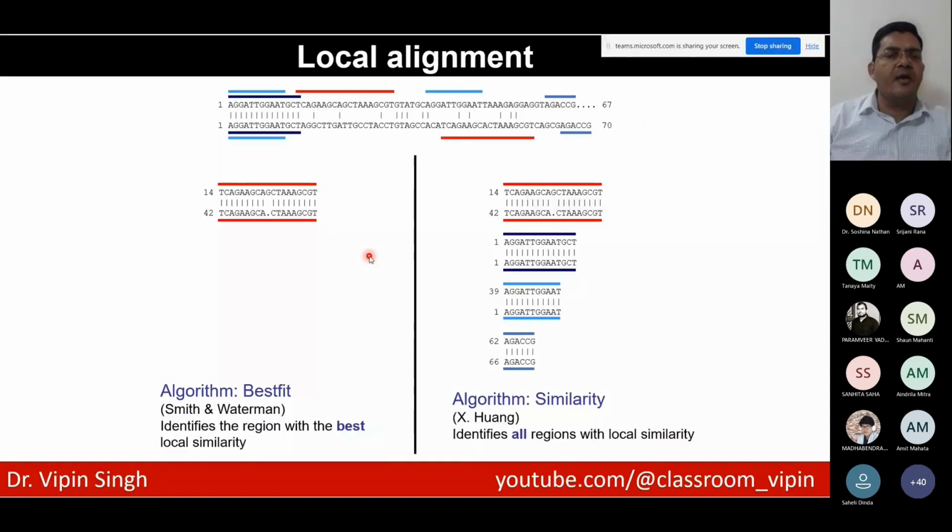Again, for local alignments, you could have several types of algorithms. One gives you the best fit, which is the highest score alignment. Another gives you the best fit as well as the other possible alignments that are there. So this can be done here.